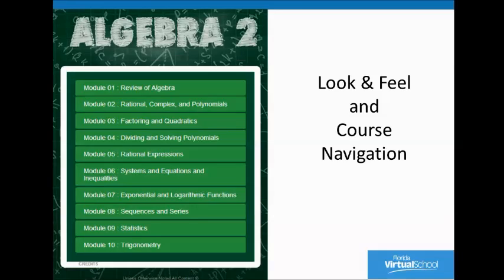As you can see, the look and feel for the Algebra 2 course is very similar to the previous version. The course navigation has a nice little pop-up window where you can go through modules 1 through 10. The students will see this whenever they click on lessons, and they can navigate to whichever module they need to go to. So for example, if they close out the course and they need to get back into module 4, they can click module 4. They don't have to go through all the previous modules.